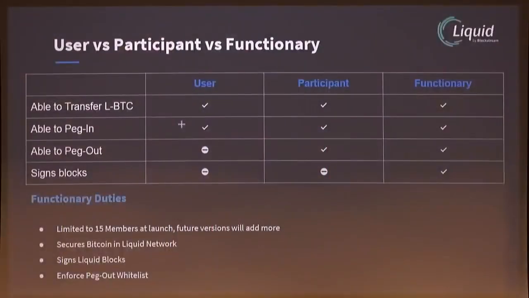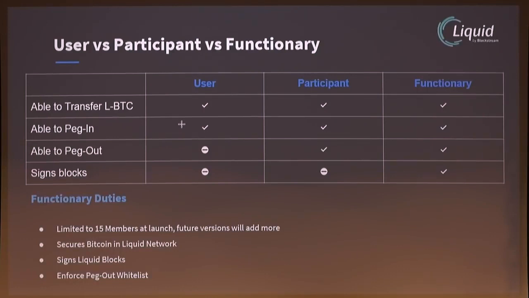So I was saying there's functionaries and participants, and there's also regular users. So anybody can download Liquid Core. Well, not yet, but everybody will be able to. And you can run Bitcoin Core, and transfer to other users or do peg-ins from Bitcoin to Liquid, but you cannot do peg-outs because there's a whitelist for peg-outs. So only the people who pay, the functionaries and the participants, can peg out.